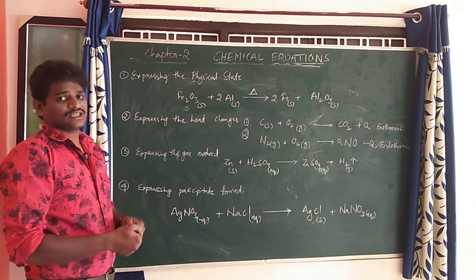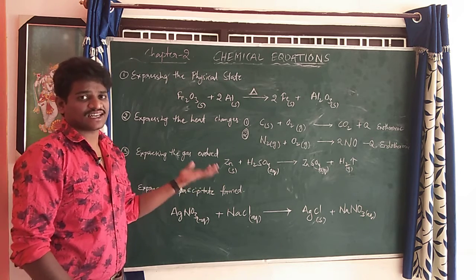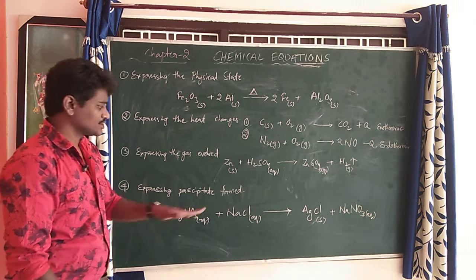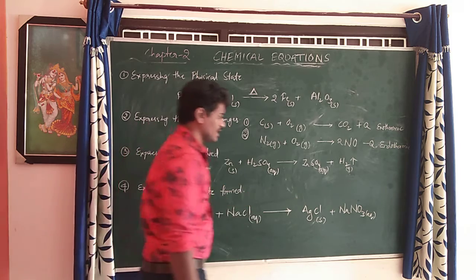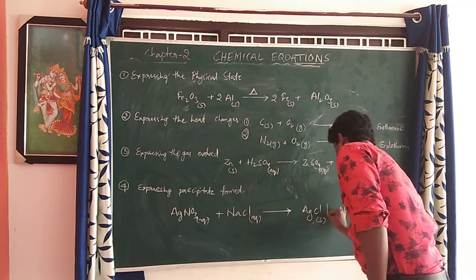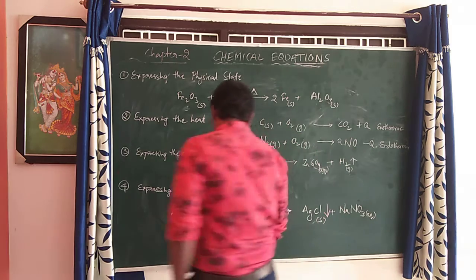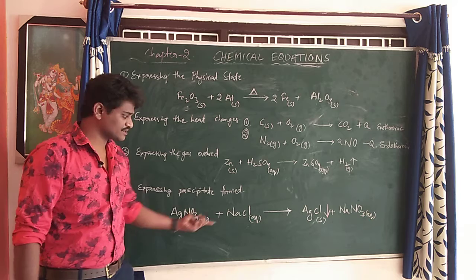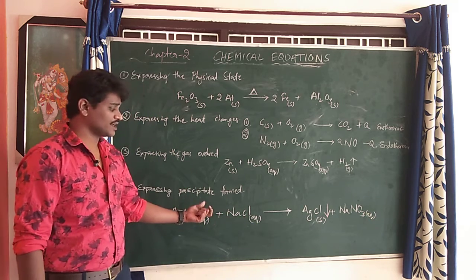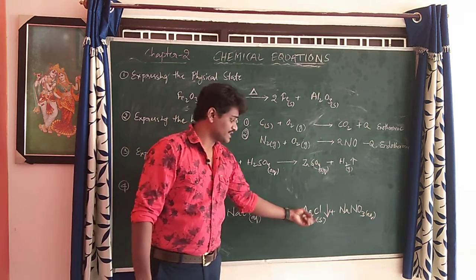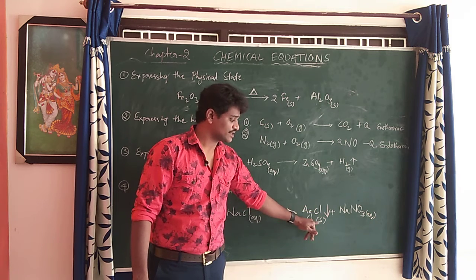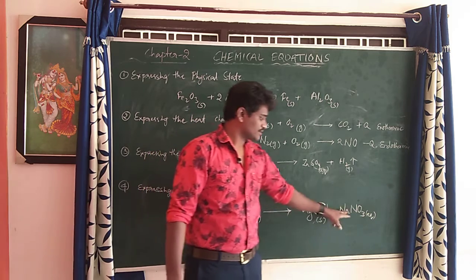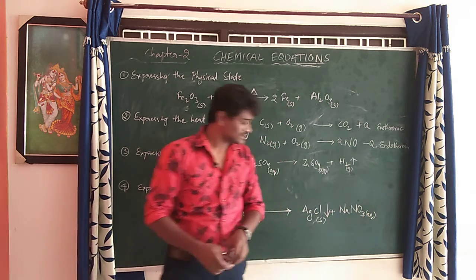Next, expressing the precipitate formed. A precipitate does not dissolve in that particular liquid, so it settles down in the liquid. For that we have to use the down arrow sign. When AgNO3 reacts with sodium chloride, both in aqueous solution, AgCl will form. It is solid in nature, so the down arrow shows it is precipitated at the bottom of the liquid. Sodium nitrate is also formed.